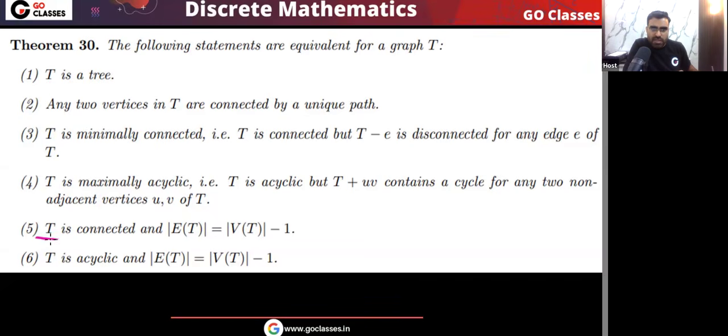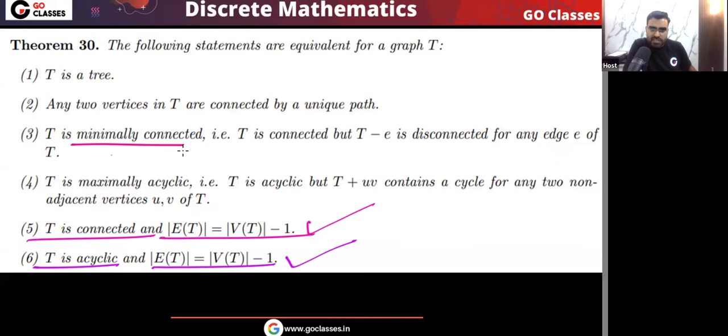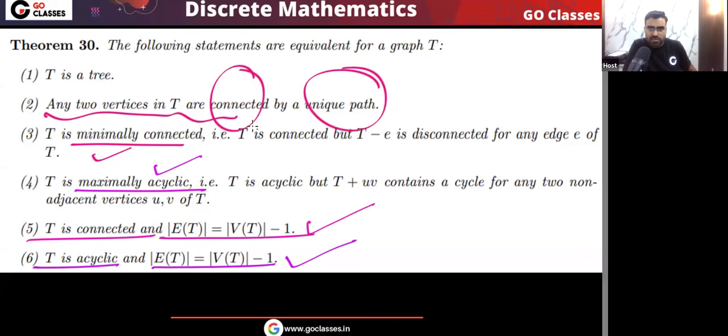I told you that connected with n minus 1 edges, that is the definition of tree. We have already seen this, connected with n minus 1 edges. Similarly, acyclic with n minus 1 edges, that is also the definition of tree. Minimally connected is the definition of tree. Maximally acyclic is the definition of tree. Any two vertices are connected by unique path. There is exactly one path between any two vertices. That is also definition of tree.